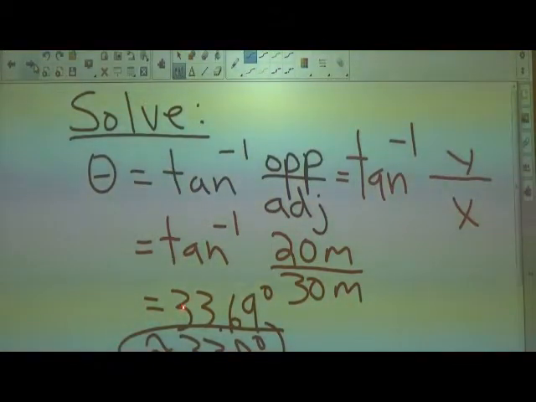Alright, you should have come up with 33.69 degrees. Then you have to say to yourself, sig figs. So we started off with 3 sig figs as the least number of sig figs, so we got to end with 3. So 1, 2, 3, so your answer should have been 33.7 degrees. Let's go to the next one.